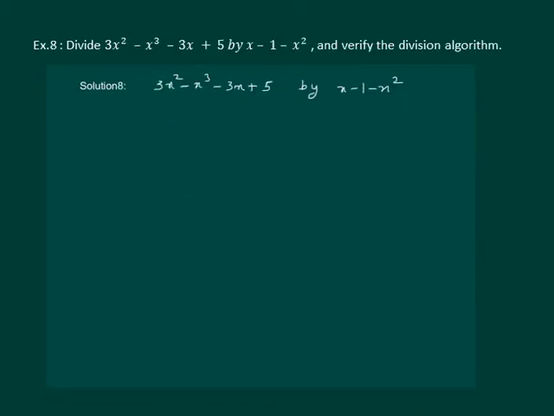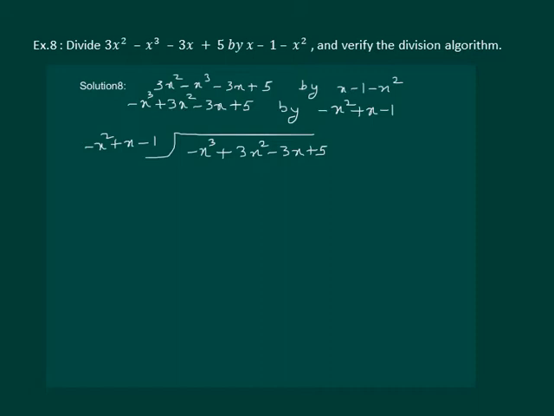Let us read the question. Divide 3x square minus x cube minus 3x plus 5 by x minus 1 minus x square. We first arrange the terms of dividend and the divisor in the decreasing order of their degrees. After arranging, now we have the dividend and divisor in standard form, and let us proceed with the division.